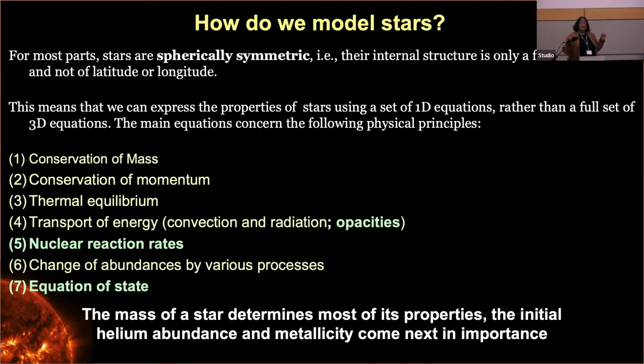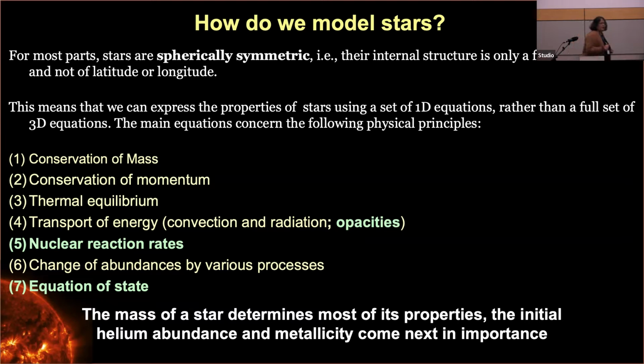Now, it's the mass of a star that, to the first order, determines its properties, how long it'll live, how it'll evolve, though you have the metallicity, which is the abundance of elements other than hydrogen and helium, and the helium abundance both play a role.